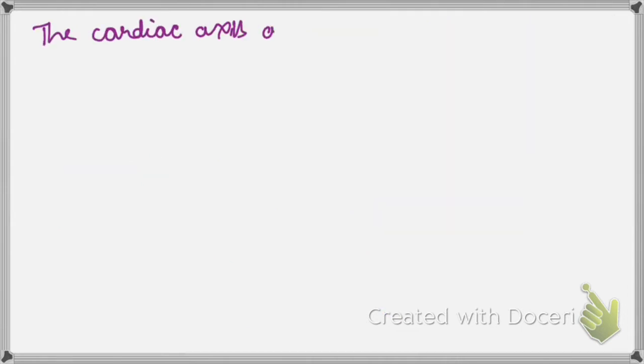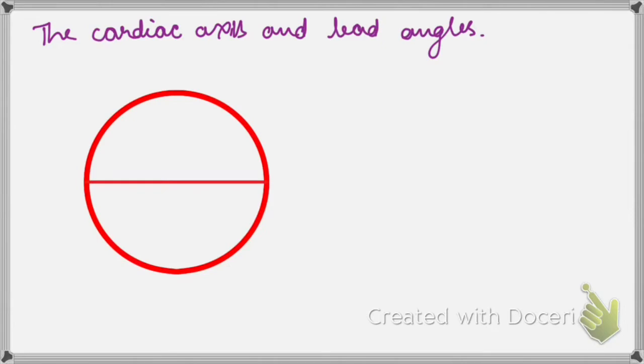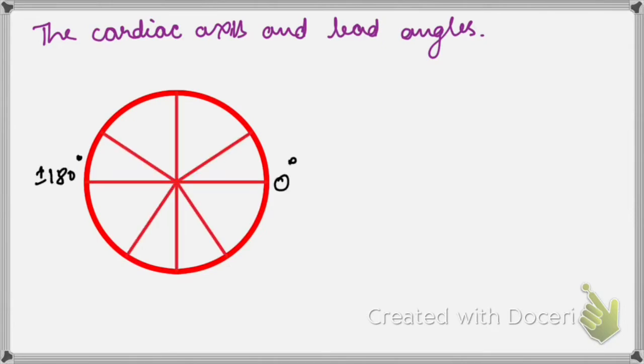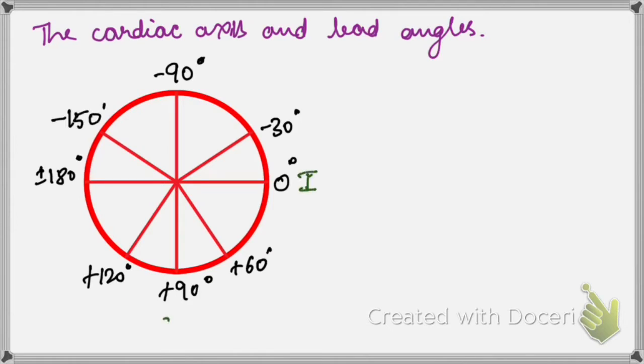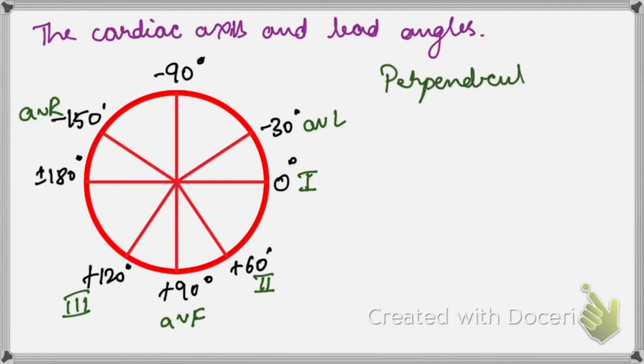Okay, so now let's know about the cardiac axis and the lead angles. If we take this as a cardiac axis, just remember 0 degree, plus 180, plus 90, minus 90, minus 30, plus 60, plus 120 and minus 150. So lead 1 is at 0 degrees, lead AVF is plus 90 degrees, lead 2 is plus 60, lead AVL is minus 30, whereas lead 3 is plus 120 and lead AVR is minus 150.